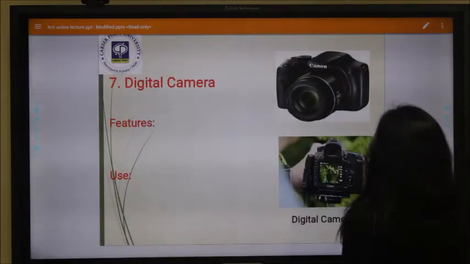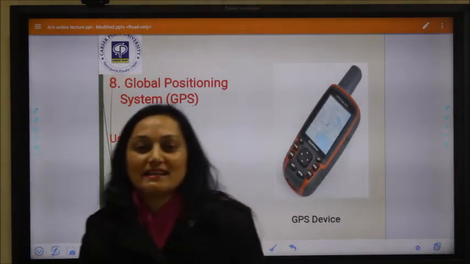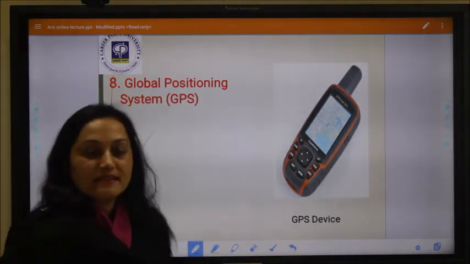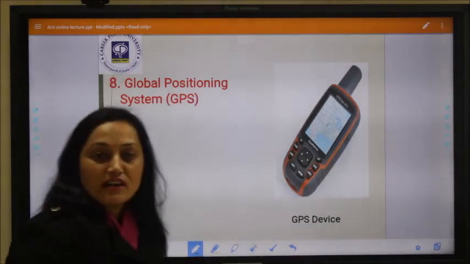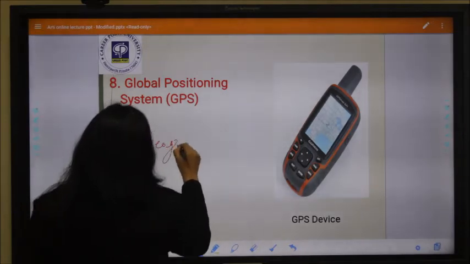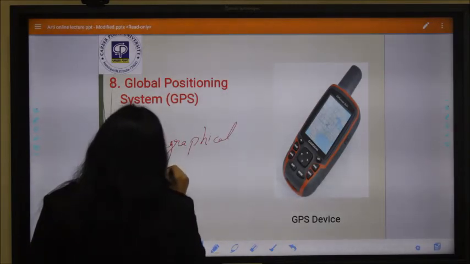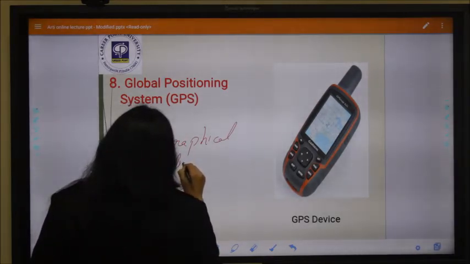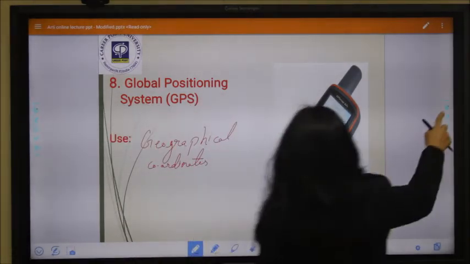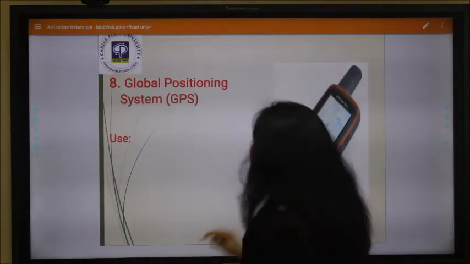And the last requirement is global positioning system, that is GPS. It is required for what? It is required for recording geographical coordinates. So this is the major use of GPS, to record the geographical coordinates from where the plant specimen has been collected.